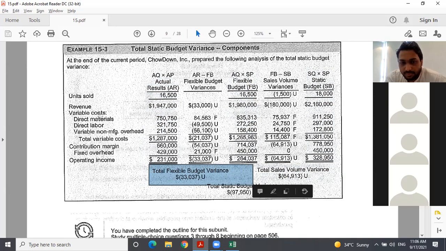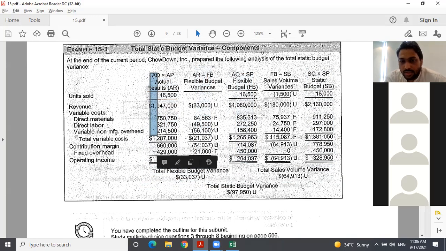Okay, done. Only this point is calculated. All these 3 columns are given. Actual results, flexible budget and static budget are given in the question. Only the variance is calculated here. Clear? You might think, from where did we get these figures? This is part of the question. Okay, done.